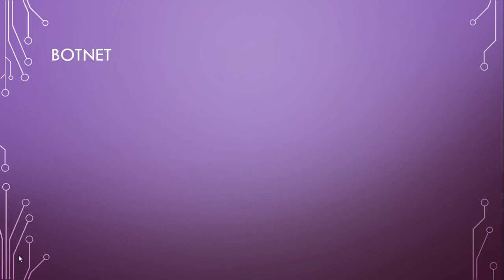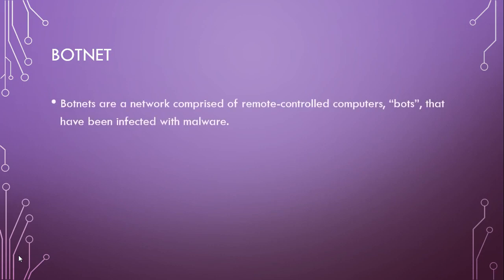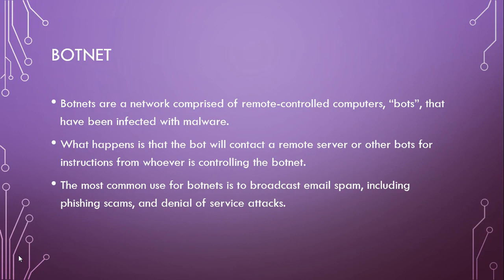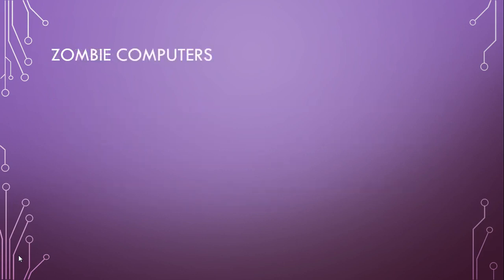The next thing to talk about is a botnet. All right, and this is going to tie into the next two things that we're going to talk about after this. Botnets are a network of compromised remote control computers, or bots, that have been infected with some type of malware. What typically happens with bots is that they're going to contact a remote server or other bots along this network for instructions from whoever is controlling the botnet. The most common use for botnets is to broadcast email spam, including phishing scams, or they will participate in denial of service attacks.